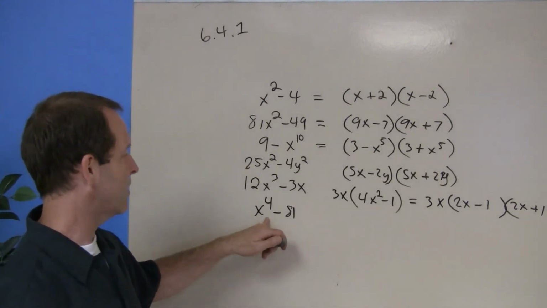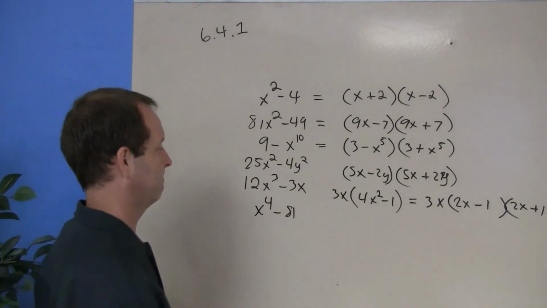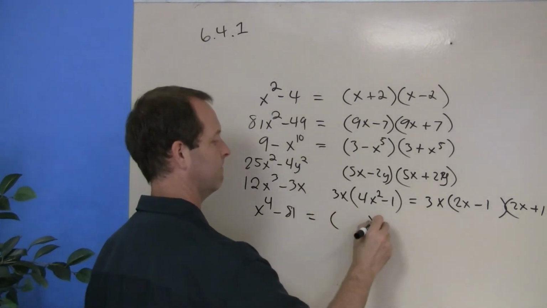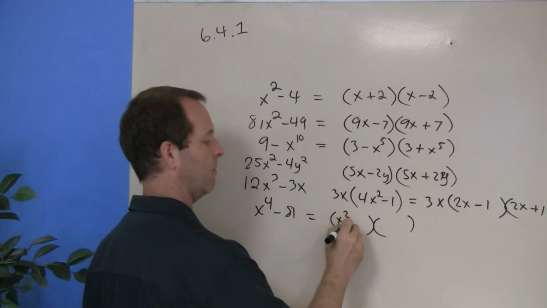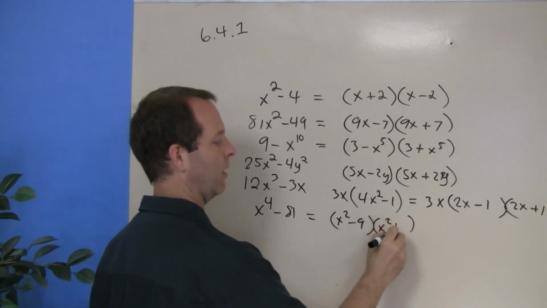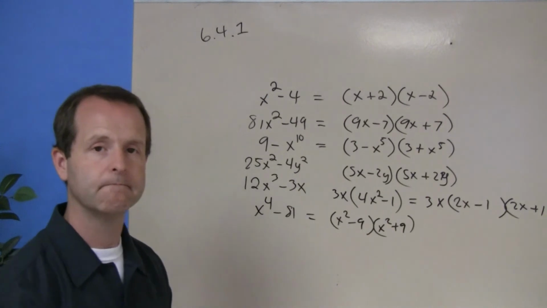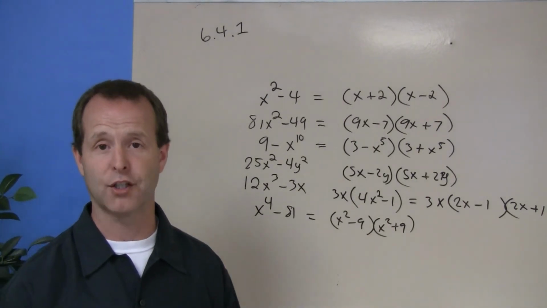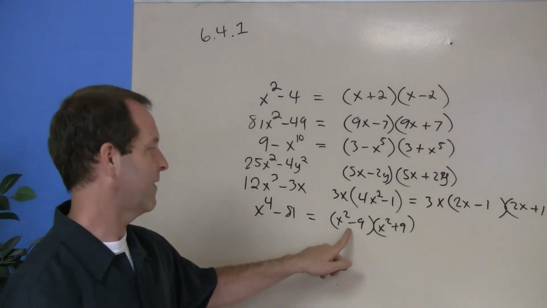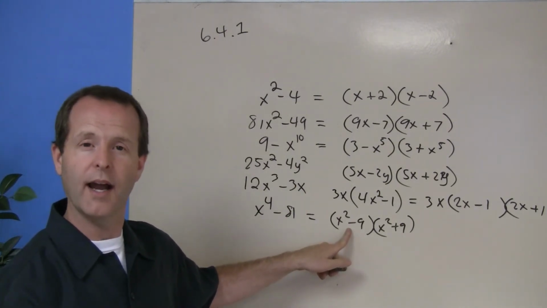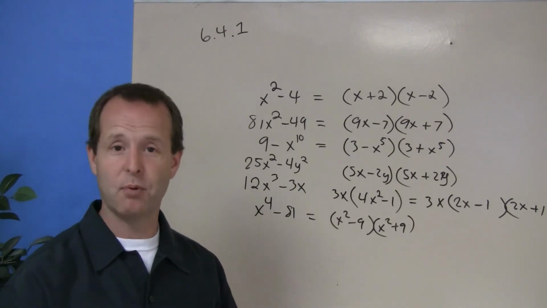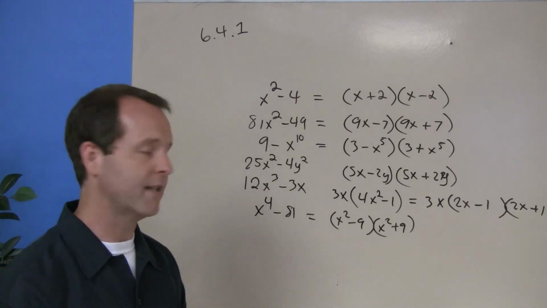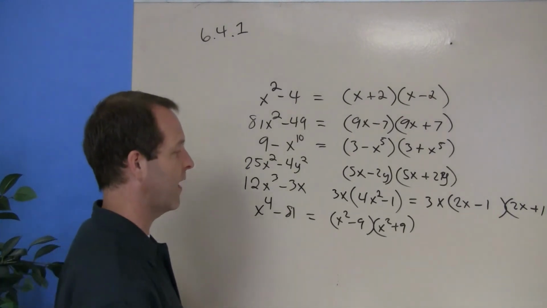And then lastly, x to the 4th minus 81. I'll be left with x squared minus 9 and x squared plus 9. Every time I get done factoring, I want to check to see if I can factor further. And it looks like this one did produce x squared minus 9, which is also a difference of two squares. So I can factor that again.